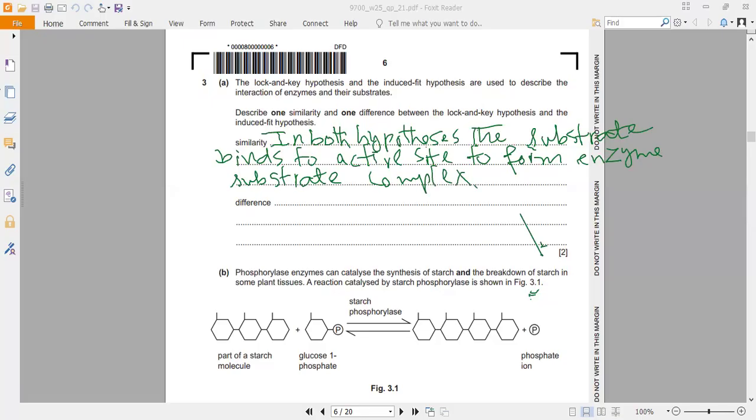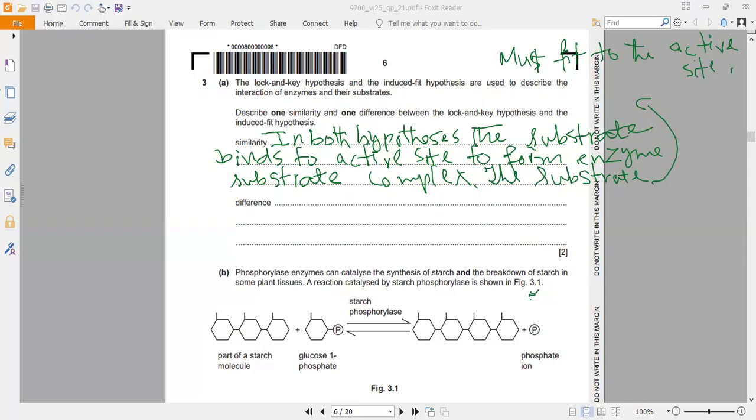Both models rely on the principles of complementary shapes. So meaning the substrate must fit the active site for the reaction to occur. The substrate must fit to the active site. Now we will write the difference.